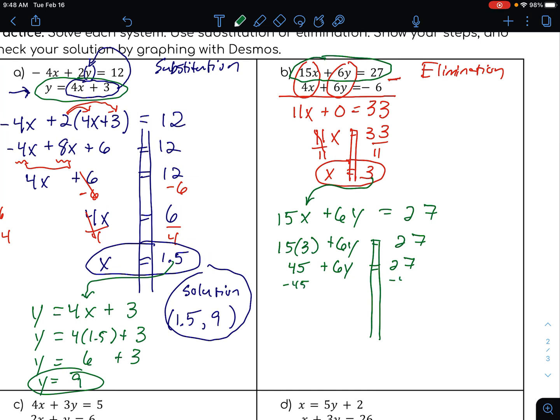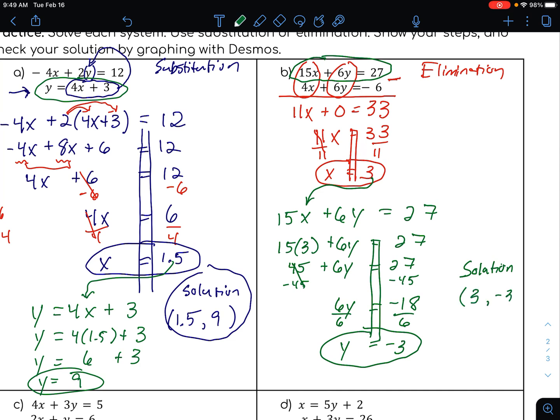So subtracting 45 from both sides, that leaves 6y is equal to negative 18. 27 minus 45. And then undo the multiplication by dividing both sides by 6, and you get y is equal to negative 3. So our solution is x value of 3, y value of negative 3.